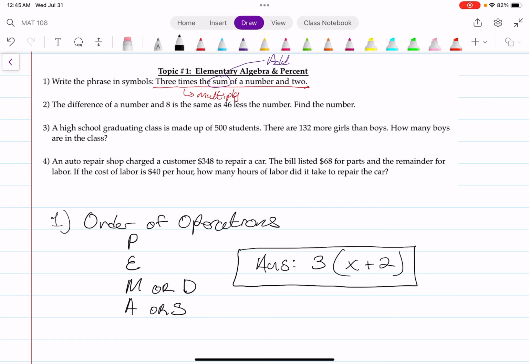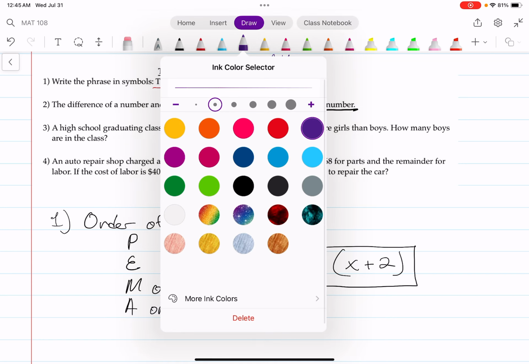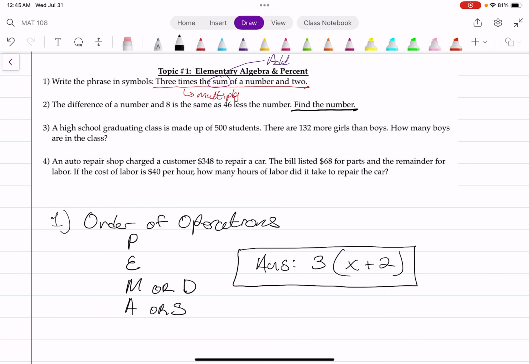Number 2 is similar to number 1, except you're taking a step further, because for number 2, it wants you to set up the equation and then it wants you to find that number, whatever that number is going to be. So let's read it. The difference of a number and 8 is the same as 46 less the number. The word difference means subtraction. And less the number, that also means subtraction.